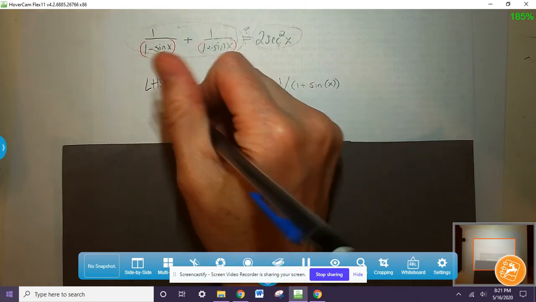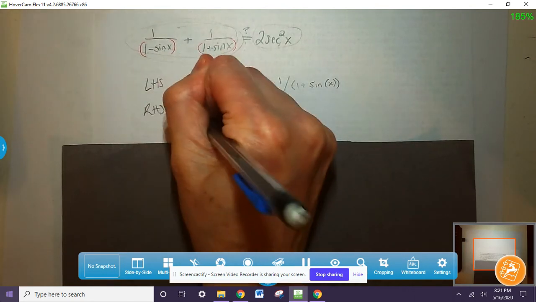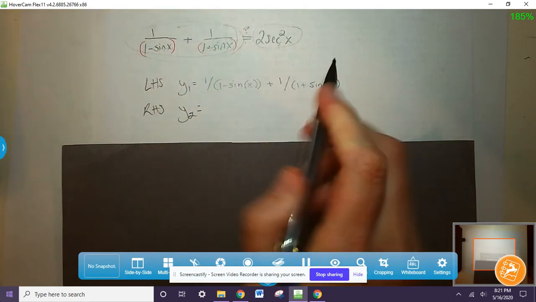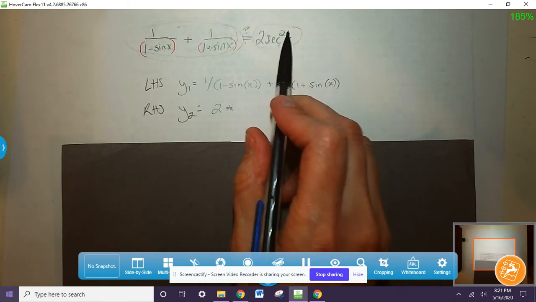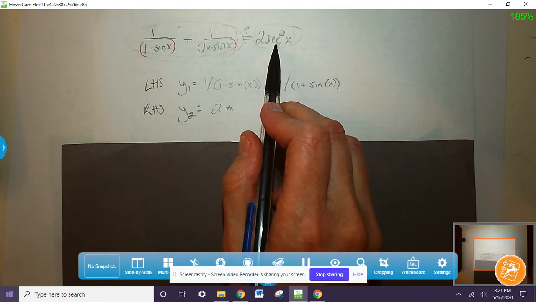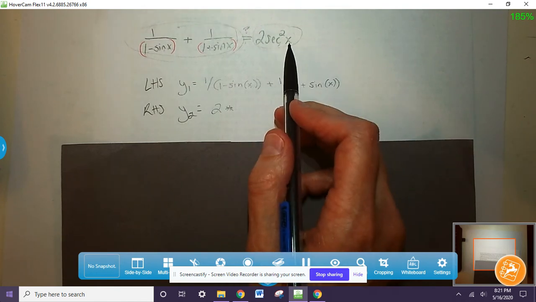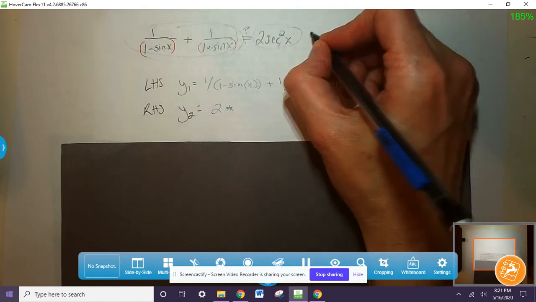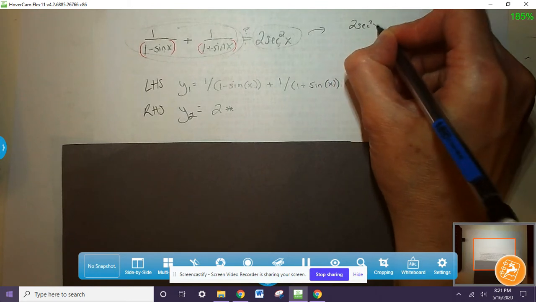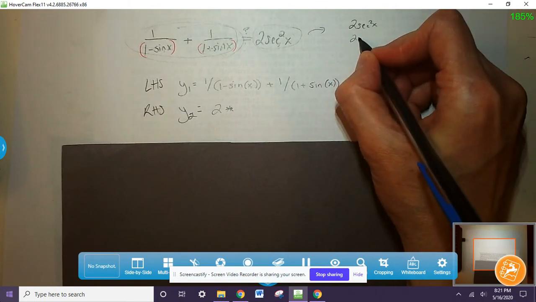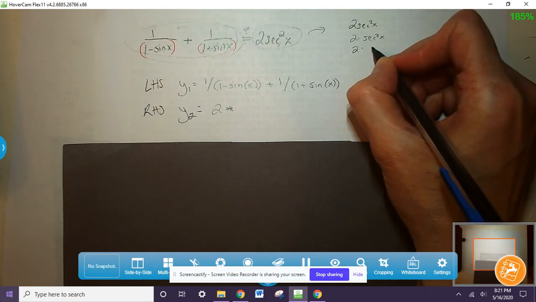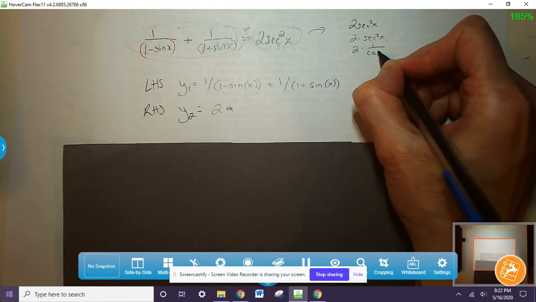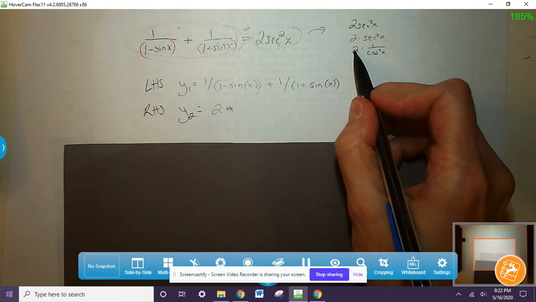And then for the right-hand side, when you go to put this in Y2, you're going to have 2 times secant squared. Now, we don't have a secant squared button, and we actually don't even have a secant button on our calculator. So to graph 2 times secant squared, since we don't have a secant button, we're going to have to use cosine. So we want to graph 2 times 1 over cosine squared.